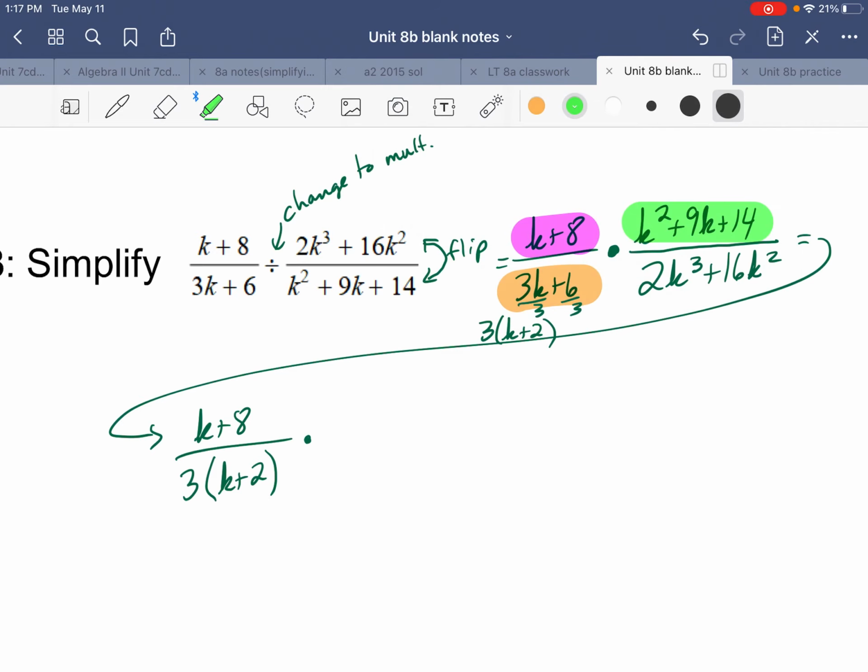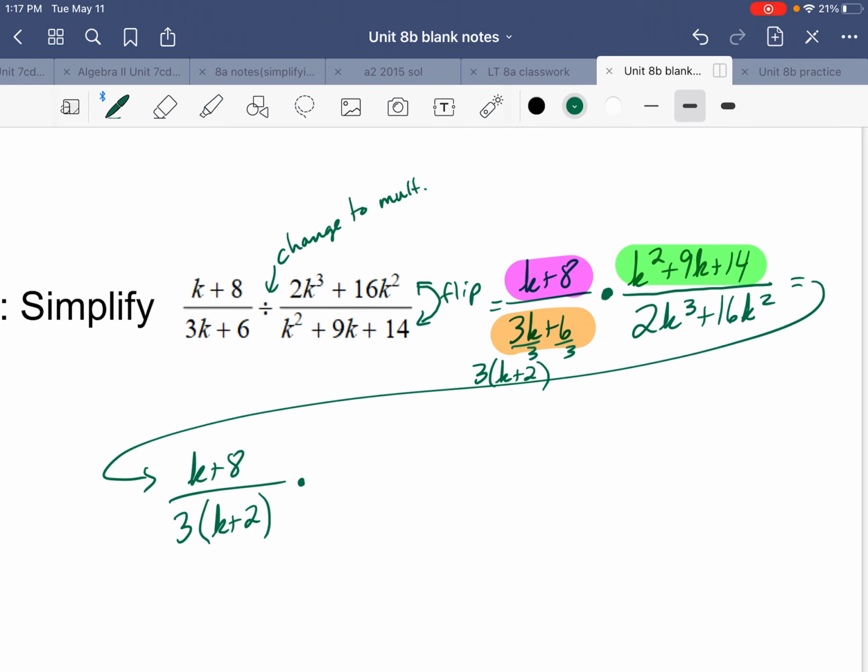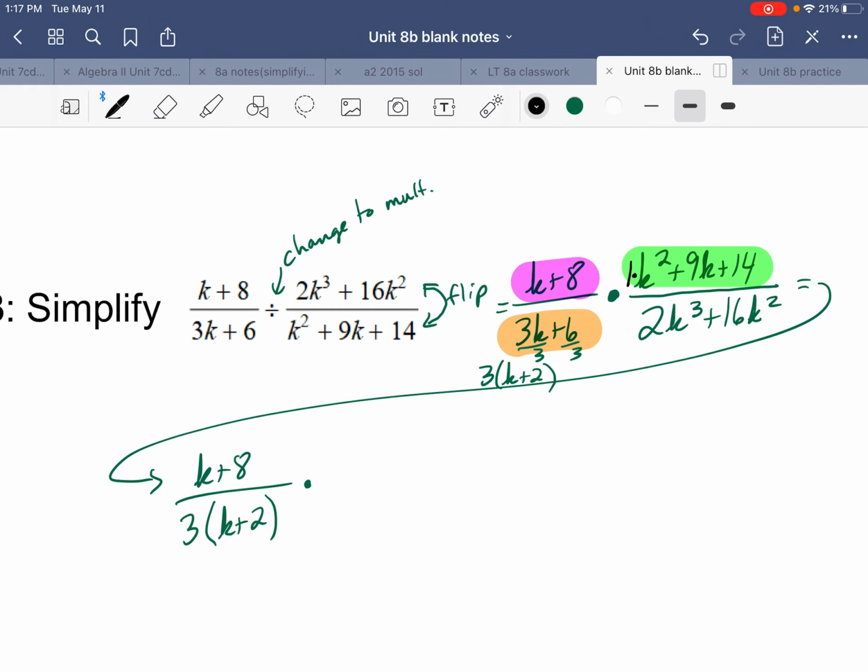This numerator, the a is 1, so you do what two numbers multiplied to c, that add up to b. So what two numbers multiply to 14? So that's 7 and 2. So that's going to be k plus 7, k plus 2. Those 7 and 2 multiply to 14 and they add to 9. So there's your factors.